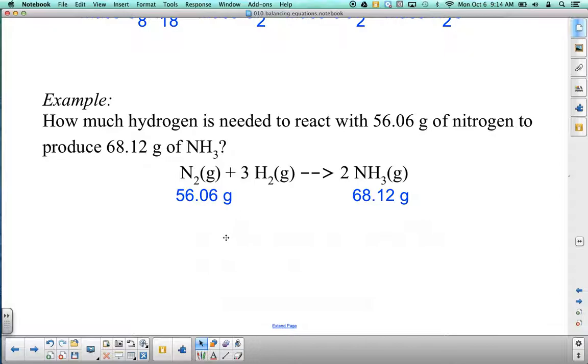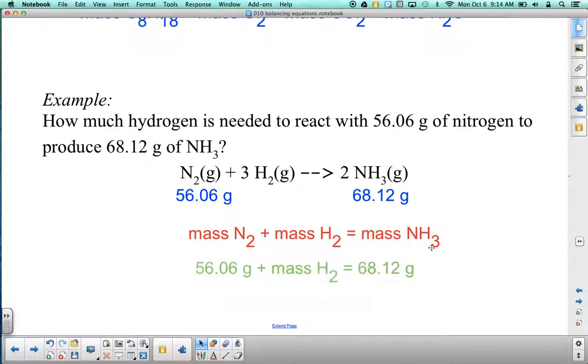The next thing is to think about what the law of conservation of mass tells me. It tells me that the mass of the nitrogen plus the mass of the hydrogen must equal the mass of the ammonia, or NH3, produced. Now I can simply put the numbers into my conservation of mass equation and use a little bit of algebra to figure out that 12.06 grams of hydrogen must have been needed to react with the nitrogen to produce the 68.12 grams of ammonia.